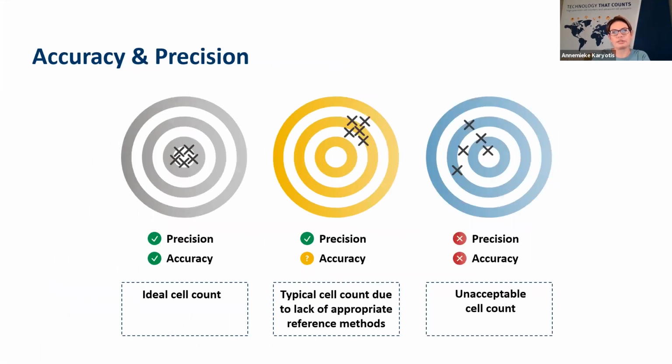So we'll start with accuracy and precision. If you look at the first, the gray diagram, this is the ideal cell count. Accuracy is where you're hitting the bullseye. You're as true as you can be to the actual theoretical true count. So you're very accurate. Precision, if you look at the yellow diagram, is where you're very repeatable in your results, your cell count, but you're not accurate because you're not hitting the bullseye. And then you have the blue diagram, which is an unacceptable cell count, because you're neither precise nor accurate.